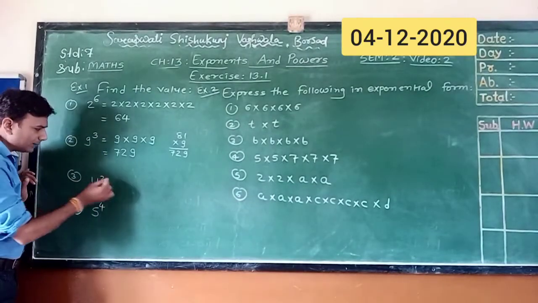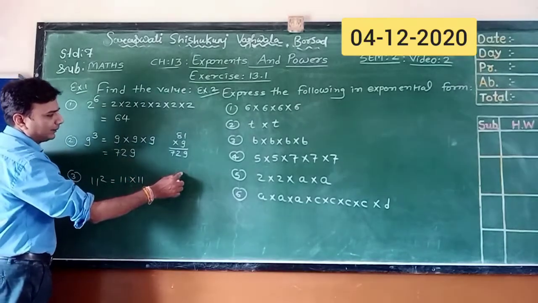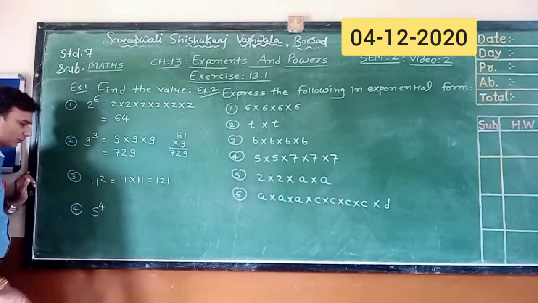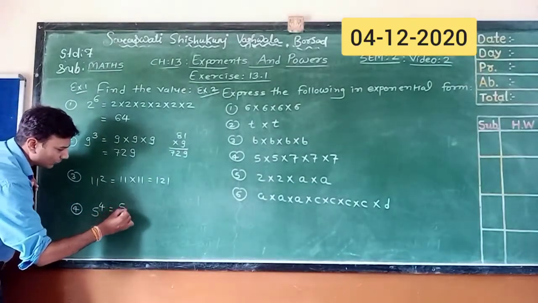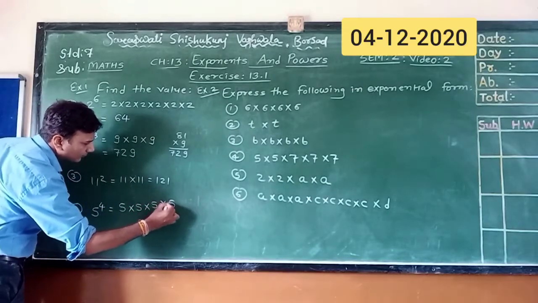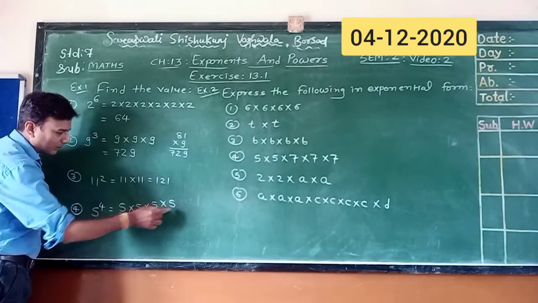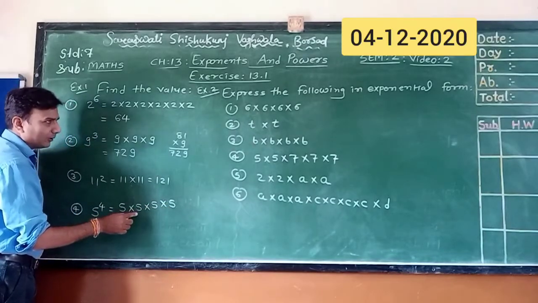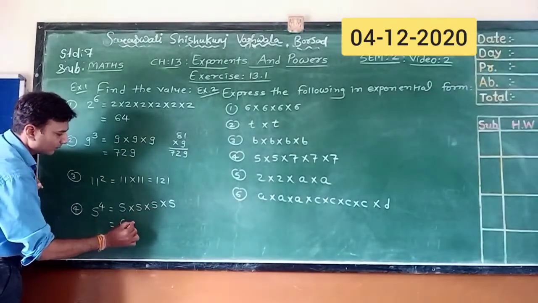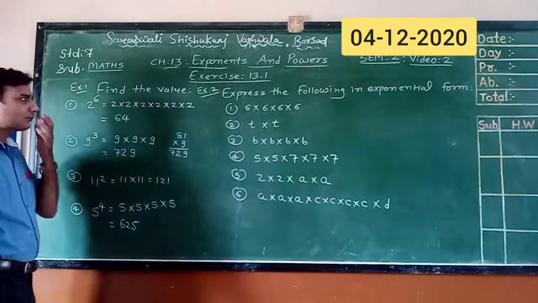Clear? 11 square, so 11 multiplied by 11. We have to do the multiplication, and we will get the answer 121. 5 raised to 4 means 4 times: 5 multiply 5 multiply 5 multiply 5. 5 fives are 25, 25 fives are 125, 125 fives are 625. So these all are the values of powers and exponents.